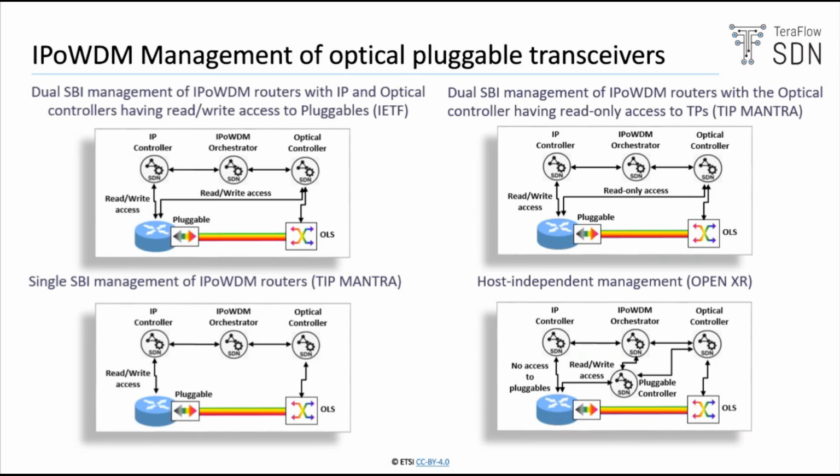Then the second one is to have a single southbound interface management for the IP-over-DWDM routers using the TIP mantra. So the IP controller manages everything, and you forget about the rest.